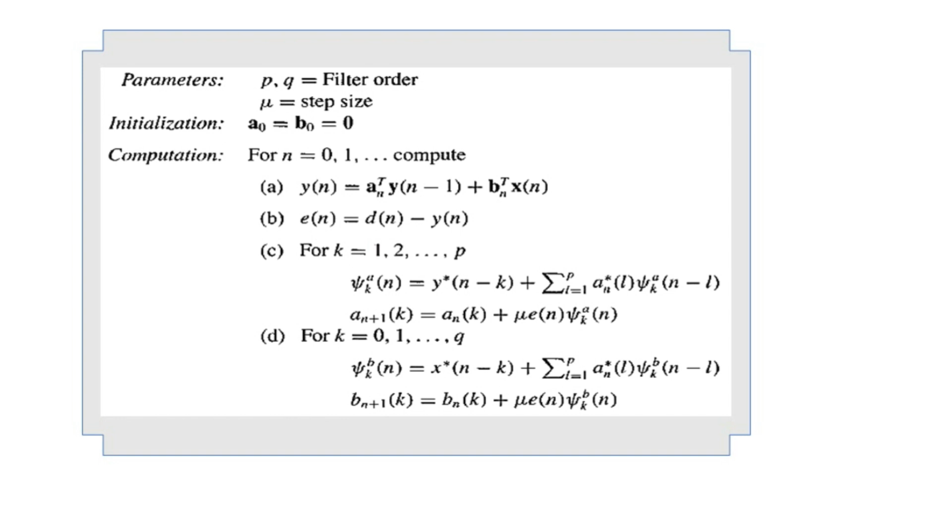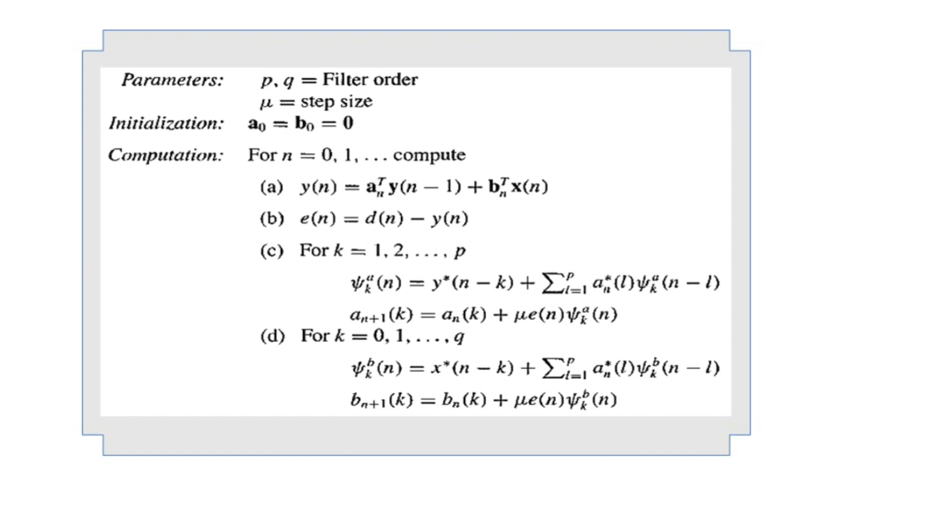We have y of n described as the transpose of the filter weight a suffix n multiplied by y of n minus 1, further added to the transpose of b suffix n multiplied by x of n here. We also need to compute the error signal e of n as d of n minus y of n, and for k equal to 1, 2, 3 and so on up to small p, we have to compute the approximation psi suffix k of n to the power a, where the update equation for the concerned filter coefficients is a suffix n plus 1 of k equal to a suffix n of k added to mu multiplied by e of n into psi suffix k of n power a here.